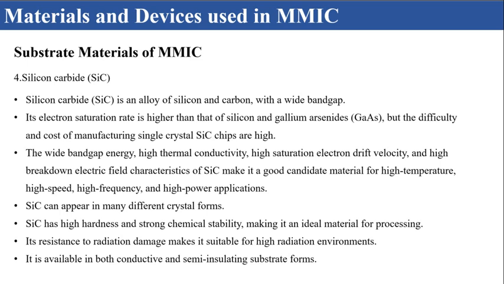And the fourth one is silicon carbide. Silicon carbide is an alloy of silicon and carbon with a wide band gap. Its electron saturation rate is higher than that of silicon and gallium arsenide, but the difficulty and cost of manufacturing single crystal silicon carbide chips are high.